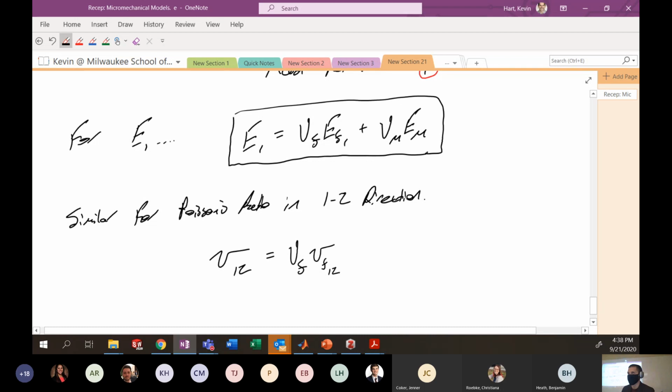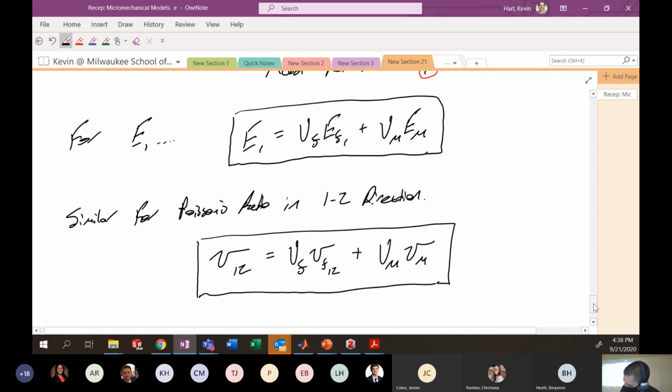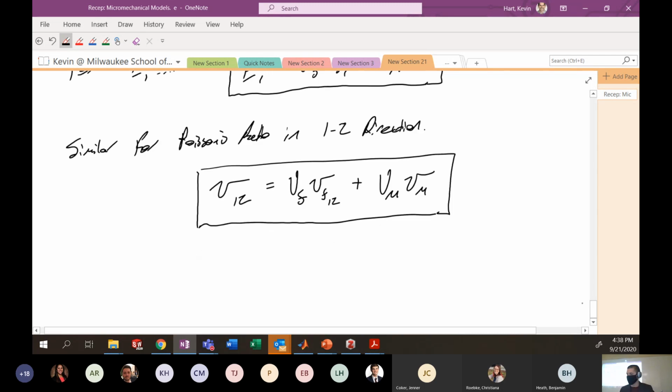Remember, Poisson's ratio is the ratio of strain in one direction versus the negative strain in the other direction. And here we drop the subscript for the Poisson's ratio of the matrix and end up with something that looks like this. Okay, so here we are, able to calculate the modulus of the composite and the Poisson's ratio of the composite given constituent properties of the fiber and the matrix.